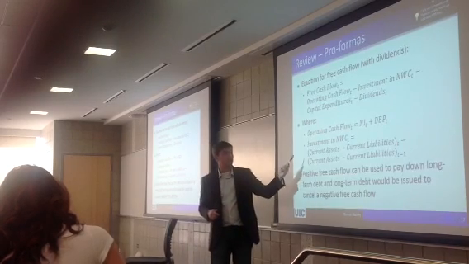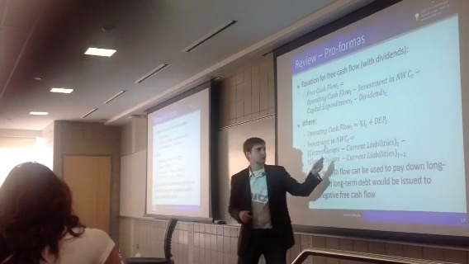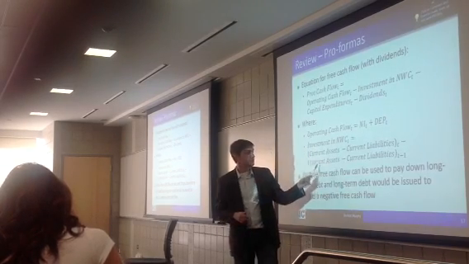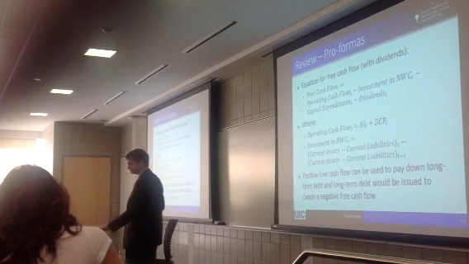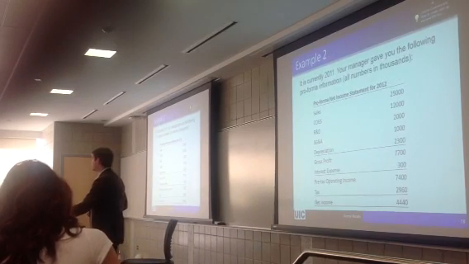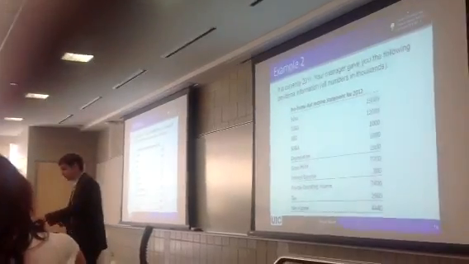Okay? Operating cash flow is net income plus depreciation, and investment in net working capital is the difference in current assets and current liabilities minus the difference yesterday. Okay? So I'm going to go through an example here where we're given a pro forma income statement and a pro forma balance sheet. Okay?